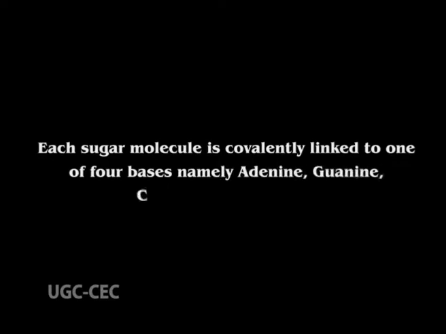Deoxyribonucleic acid is a polymer formed by several nucleotide monomers. Each polymer consists of a backbone of deoxyribose sugar molecules linked together by phosphate bonds. Each sugar molecule is covalently linked to one of the four bases, namely adenine, guanine, cytosine, and thymine. In most organisms, DNA consists of two associated polynucleotide strands that wind together to form a double helical structure. Only in some viruses does a single-stranded DNA molecule exist.